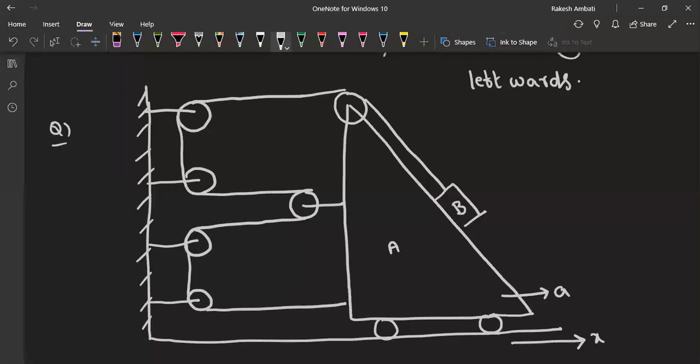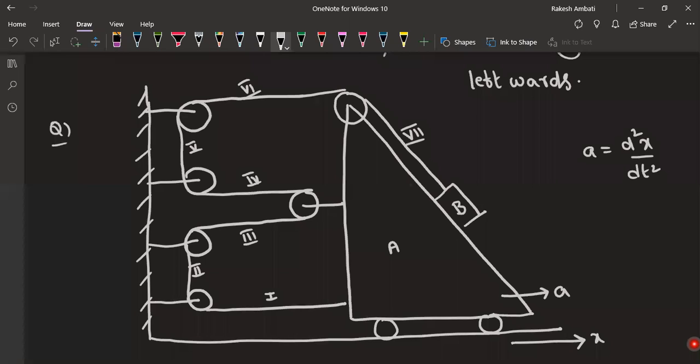Okay, that means this acceleration is d square x by dt square. Now let us identify the segments: it is the first segment, second segment, third segment, fourth segment, fifth segment, sixth segment, seventh segment.